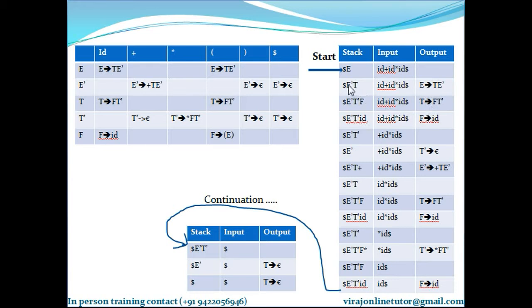Now check T on id. What is T on id? T on id is F T dash. So in place of T, place T dash F on the stack. And since I have used this production, just write that production in the output column. Next is F on id. F on id is this production. So in place of F you write id on the stack. And since I have used this production, just write it here.